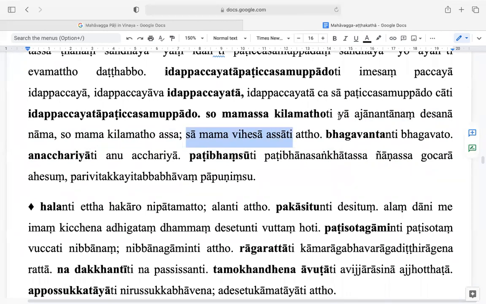But in the relative clause here, Ya is feminine gender because it refers to desana. In the demonstrative or main clause, it refers to kilamato. Actually it is a kind of desana, but the pronoun follows the main word kilamato: expounding the Dhamma would be a kind of tiredness for me. This is not like this. For show, it should be yo. This relative pronoun should be like this: yo, show, ya, sa. So is ya ajanantanang desana nama related to so mamasa kilamato asa or not, Sarah?